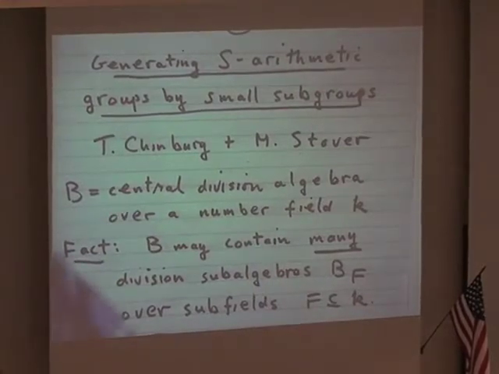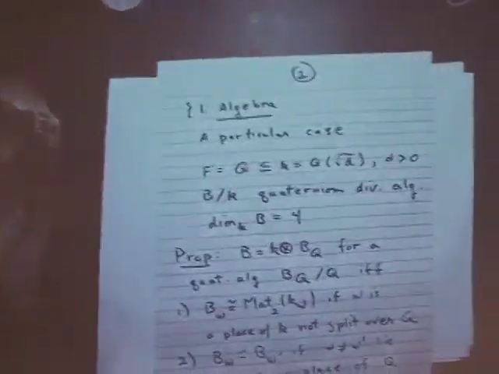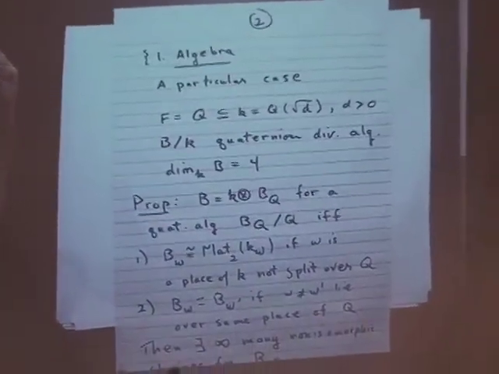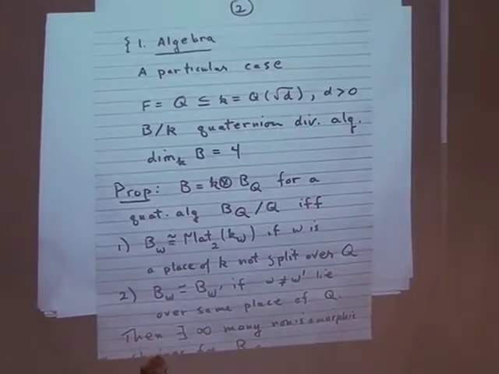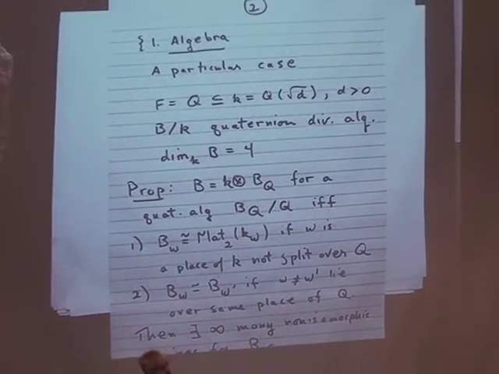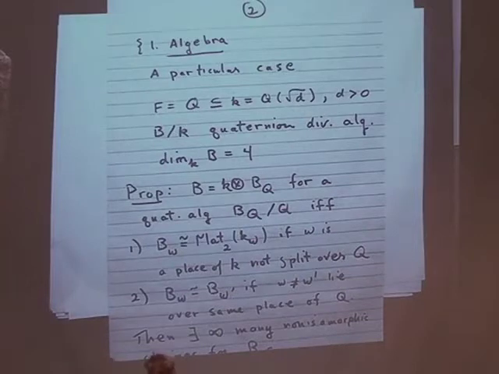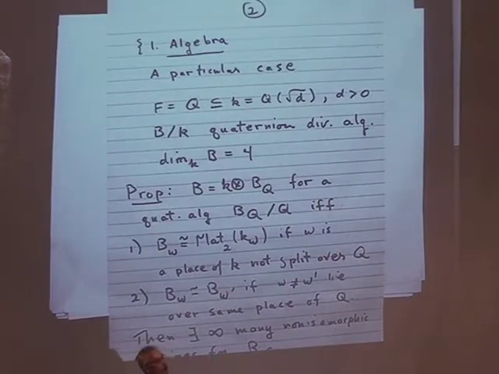So I want to focus on a very concrete case, which was really what motivated a lot of what we've done. Suppose we take F to be Q and K a real quadratic field. I'm going to think of those as fixed. And I take a quaternion algebra that's a division algebra over K. So it's dimension 4 over K. And if I tensor with the algebraic closure of K, I get 2 by 2 matrices over the algebra.